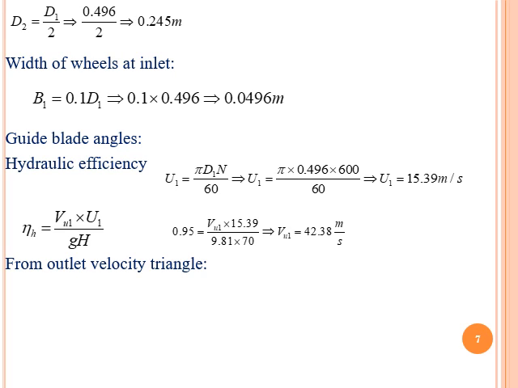From the inlet velocity triangle, tan alpha 1 is equal to Vf1 by Vu1. Now we know the value of Vf1 as well as Vu1. That means now the alpha 1 value, that is the fixed guide blade angle, is equal to 12.3 degree.